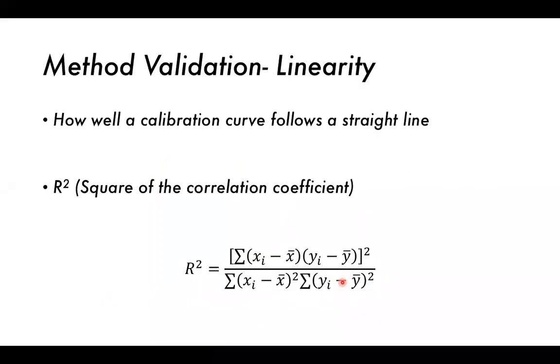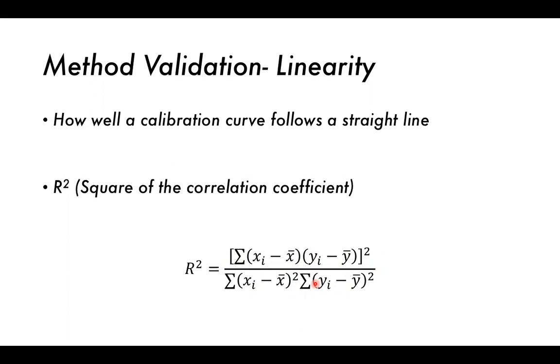So another idea of method validation is the linearity. This is whenever we generate our calibration curve and we ask ourselves, how well does this calibration curve follow a straight line? One of the ways in which we can determine this is by using our R squared, which is the square of the correlation coefficient. R squared is given here, where it's the sum of the difference between the X point and the mean of X's and the Y point and the mean of the Y points, squared, over the individual X's and Y's individually squared. And so this R squared value, the closer it is to 1, the more linear the data.